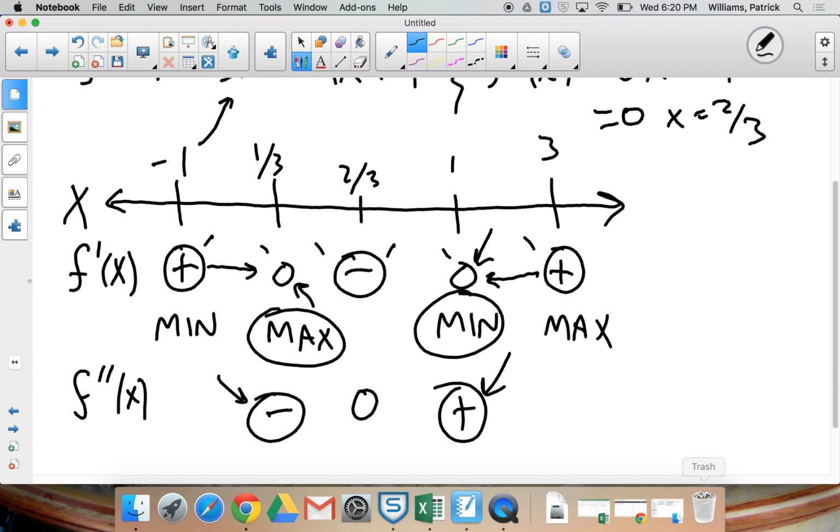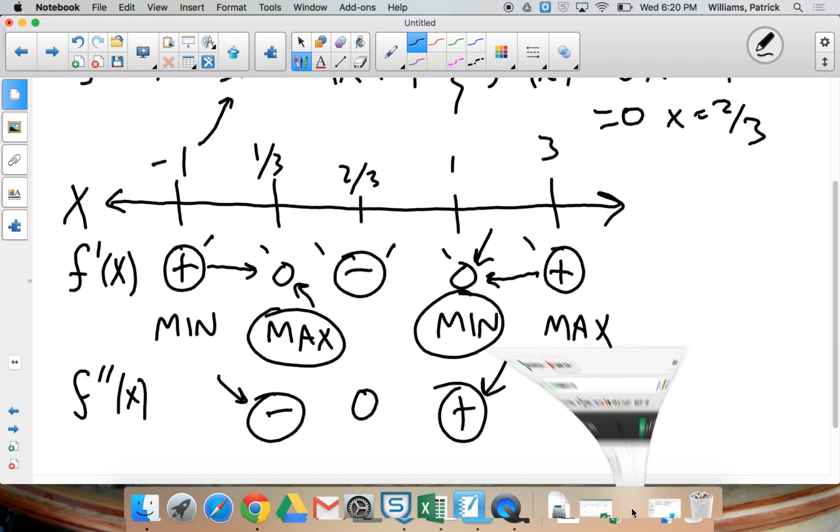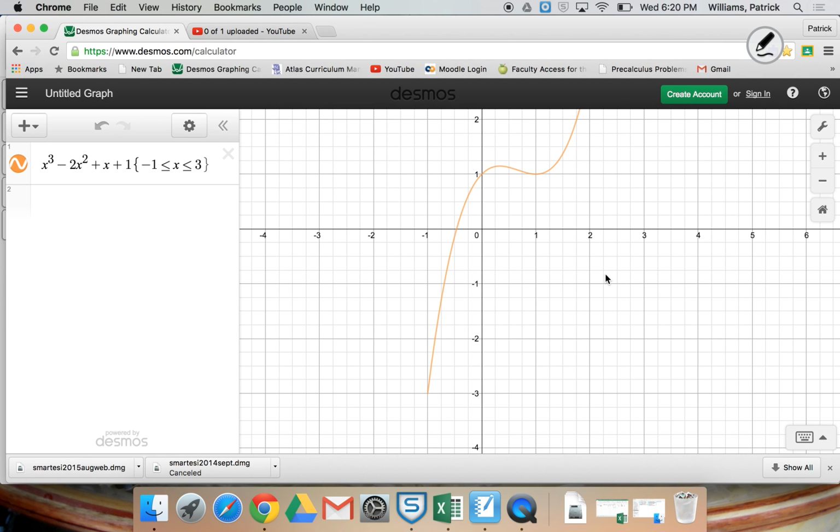All right, so let's go here to Desmos and see how we did. So there's our function right here. We saw that the left endpoint was indeed a minimum because the first derivative was positive there. Then we had our derivative go positive to 0 to negative. That means we had a maximum right here at x equals 1/3. That's 1/3. It looks about right.